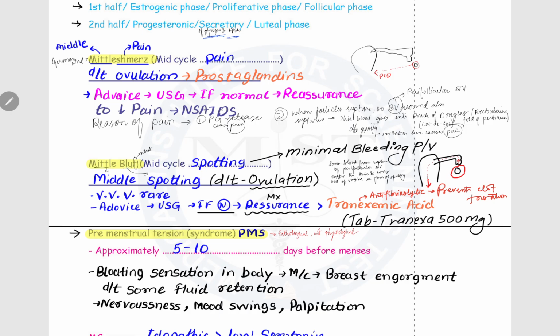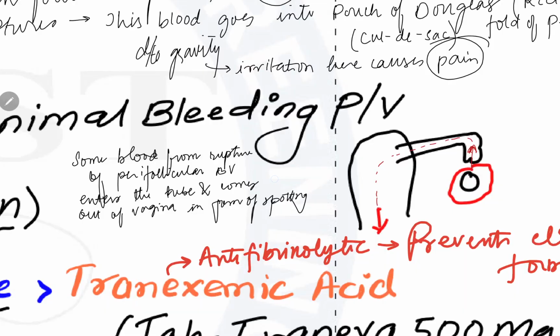Now there is a Mittelschmerz, it is silent. Okay, Mittelschmerz. It's a mid-cycle spotting due to ovulation, and there is minimal bleeding per vaginum. So what happens is some blood from rupture of the perifollicular blood vessels. Earlier when it was entering the pouch of Douglas, it was causing pain. But sometimes it enters the tube and then comes out of the vagina and causes spotting. Okay, so it comes here and it goes down and causes spotting.